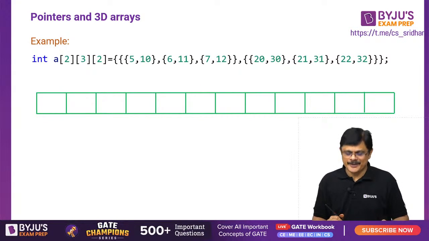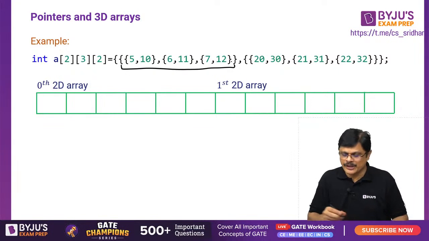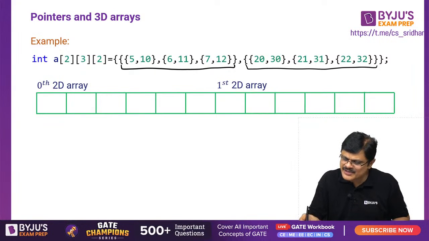Now this is the story. If you see this, actually we are having two 2D arrays: 0th 2D array and first 2D array. This flowered brackets up to here refers to 0th 2D array, and the second initialization is this one.